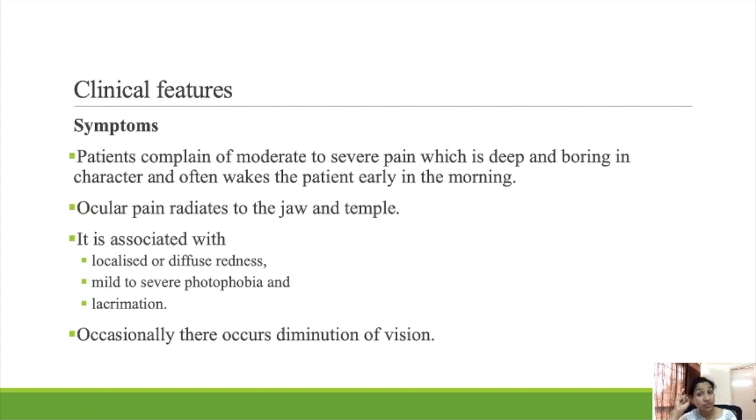So there will be moderate to severe pain, especially early in the morning, and this pain will radiate to the jaw or temple region. There will be localized or diffuse redness, mild to severe photophobia, and lacrimation. Occasionally there occurs dimness of vision. These are the symptoms of scleritis.